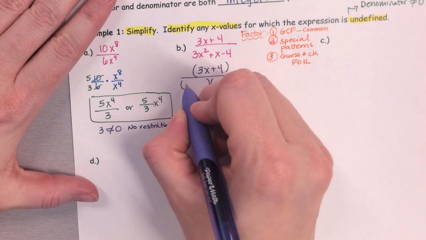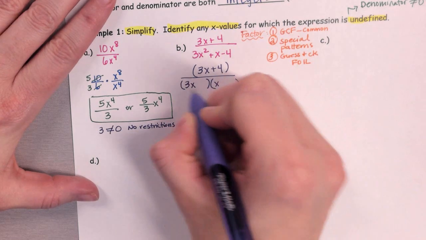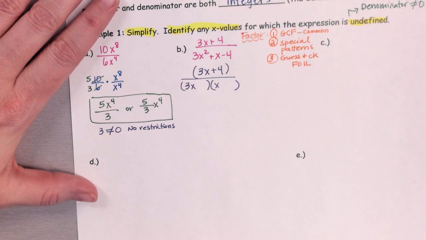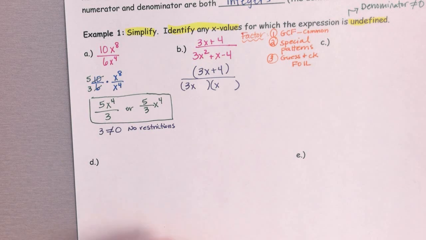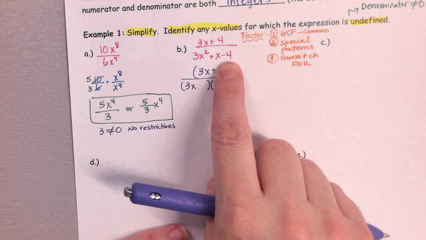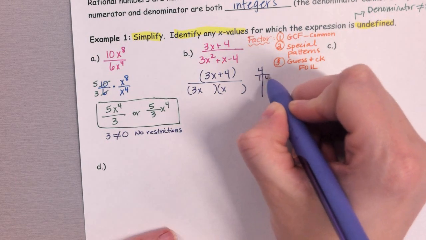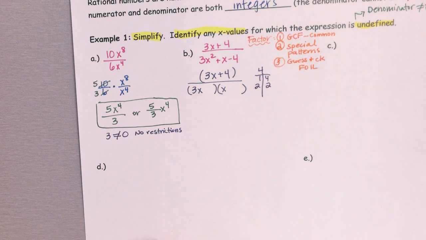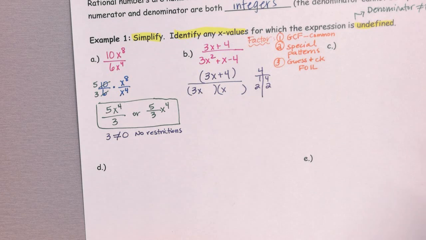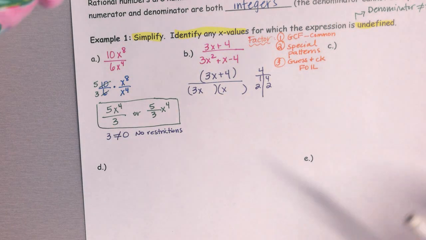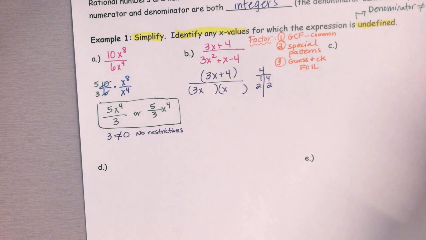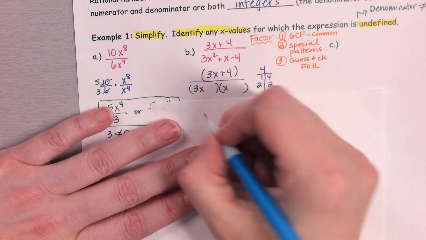Yep, 3x and x, because 3x times x is 3x squared. Okay, and then it has to multiply to that last number, which is a 4. So my only options are 1 and 4 or 2 and 2. Okay, so let's do some guessing and checking. So it's either 1 and 4 or 2 and 2. What do you guys want to try?